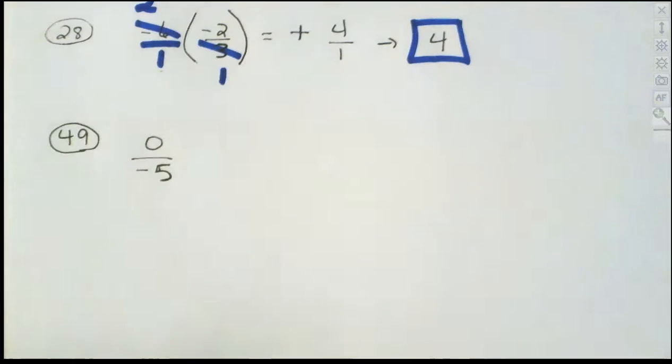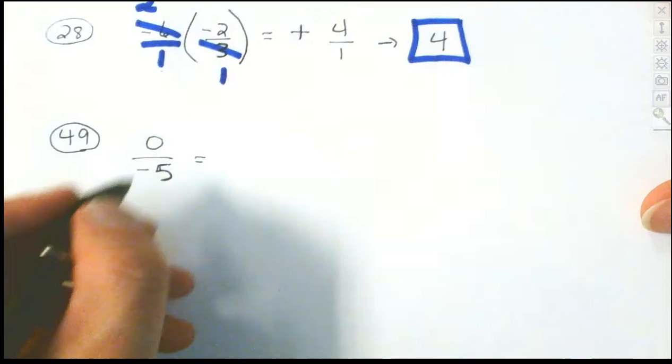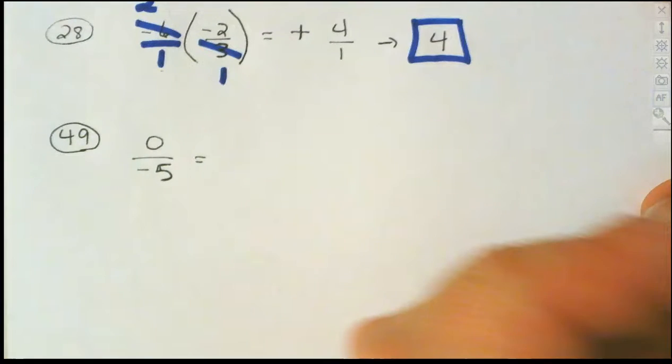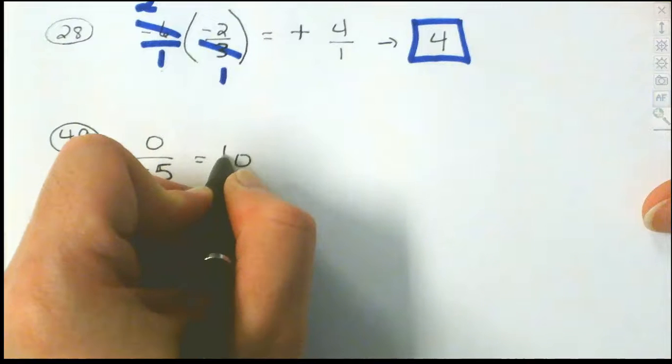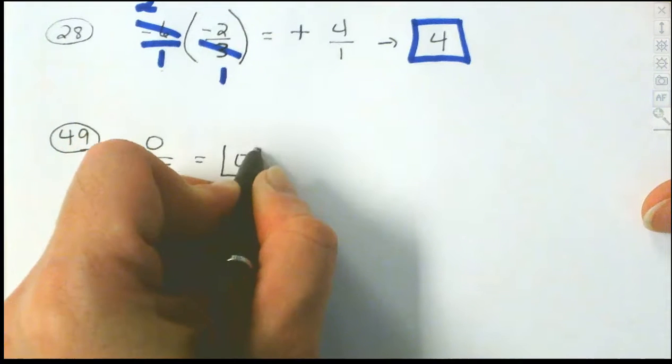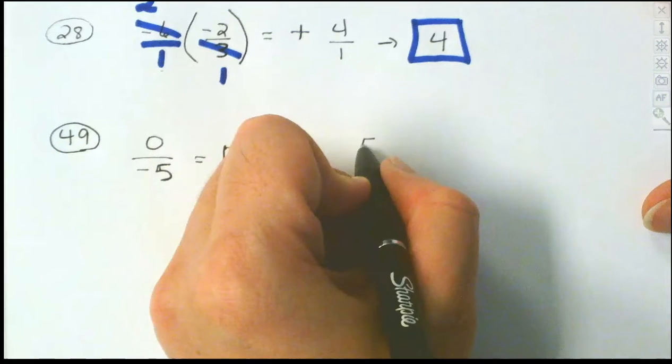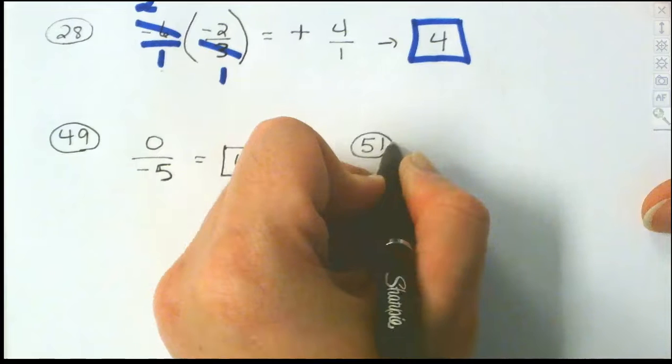Zero divided by any number is 0. So when 0 is on the top, 0 divided by -5, 0 divided by 100, 0 divided by any number is going to be what? 0.